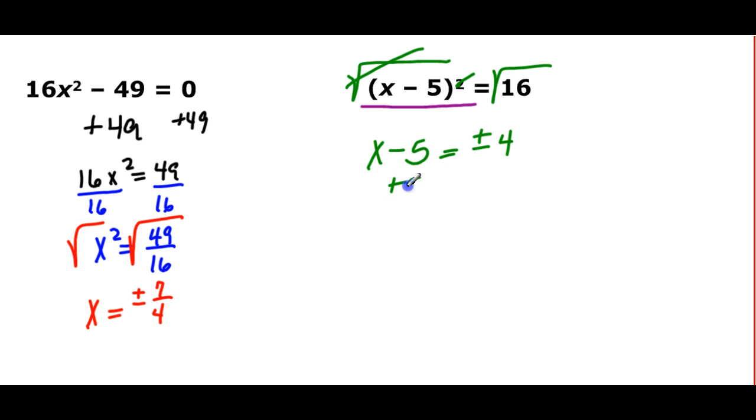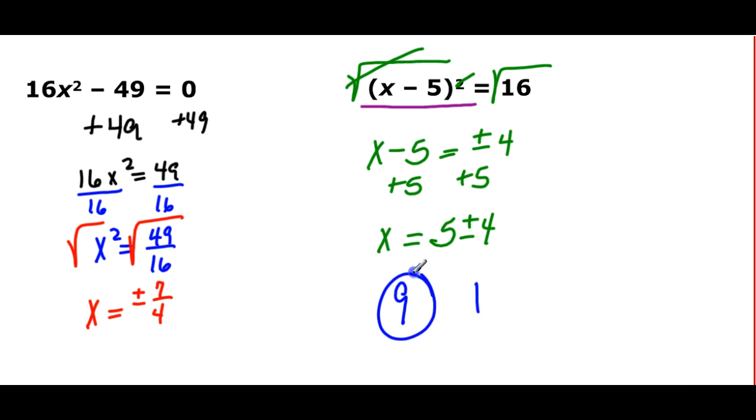Now we need to add 5 to both sides. So we've got x is equal to 5 plus or minus 4. I should have two answers here. So 5 plus 4 is 9. 5 minus 4 is 1. There are my two solutions to that. And we should end up with two solutions for the most part for quadratics.